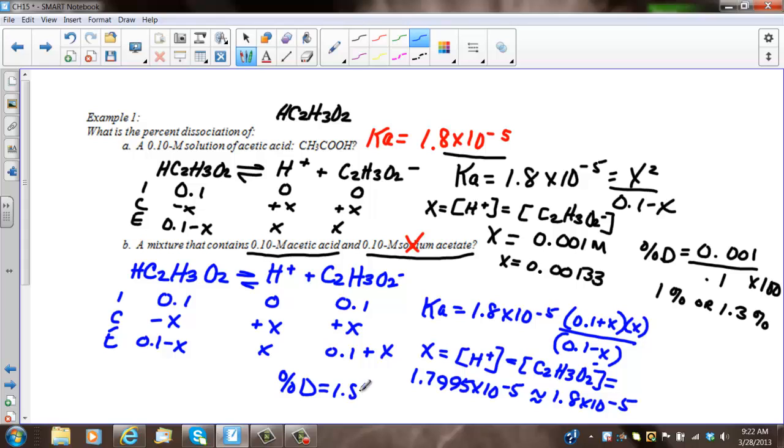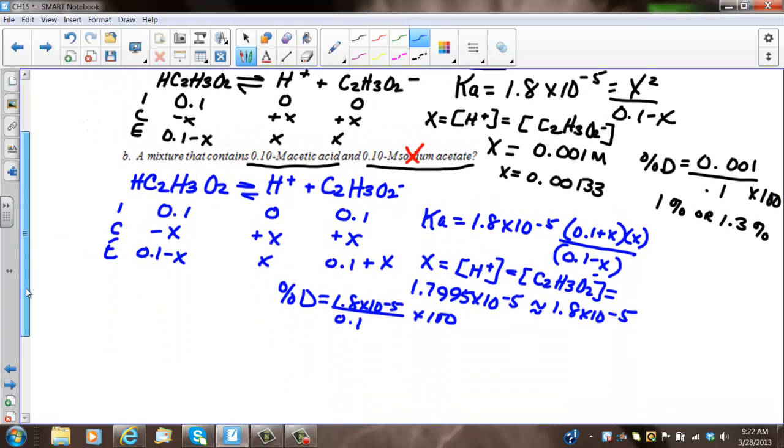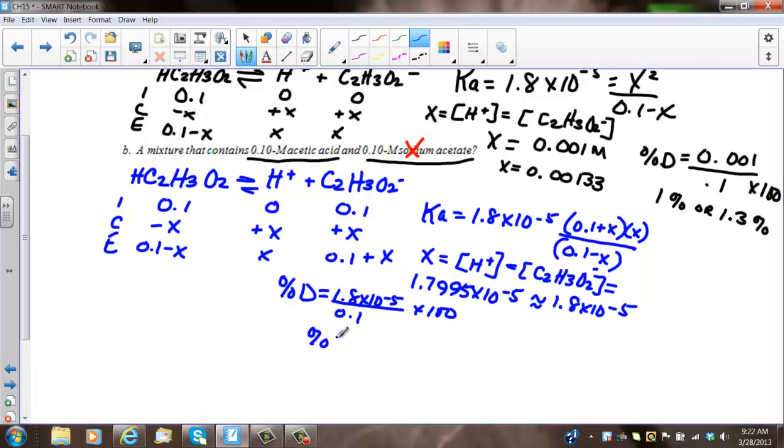So I have 1.8 times 10 to the minus 5 over my original of 0.1, times 100. And that's going to give me a percent dissociation of 0.18%. So you can see the difference. Here I was 1 to 1.3% dissociated, and now I'm only 0.18% dissociated.